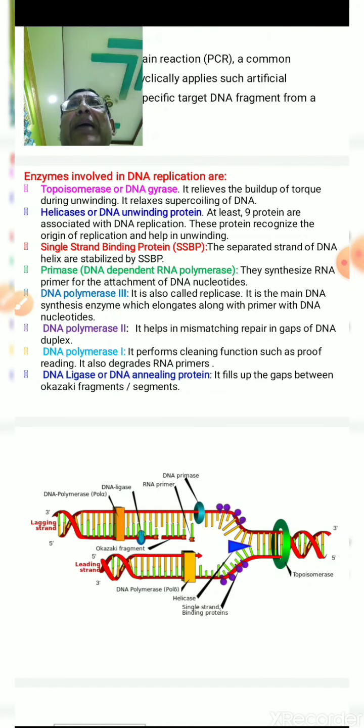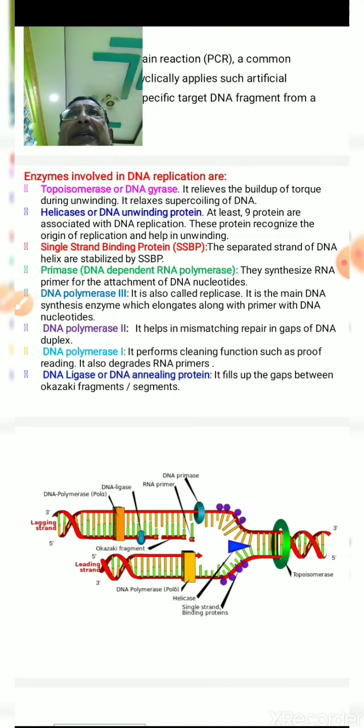The next enzyme is primase, also popularly known as DNA-dependent RNA polymerase. It synthesizes the RNA primer for the attachment of the DNA nucleotides. Another important thing is that when DNA replication starts, it needs a primer, and this is an RNA primer. The very peculiar thing is that this type of primer formation is not found in other molecules. It is only found in DNA replication, and RNA primer synthesis takes place with the help of the DNA-dependent RNA polymerase enzyme.